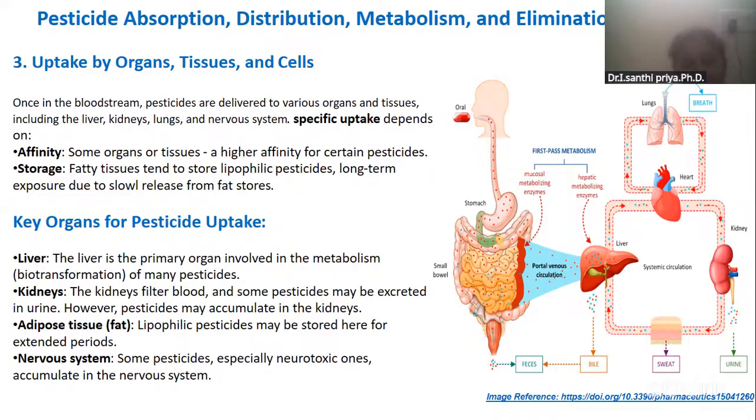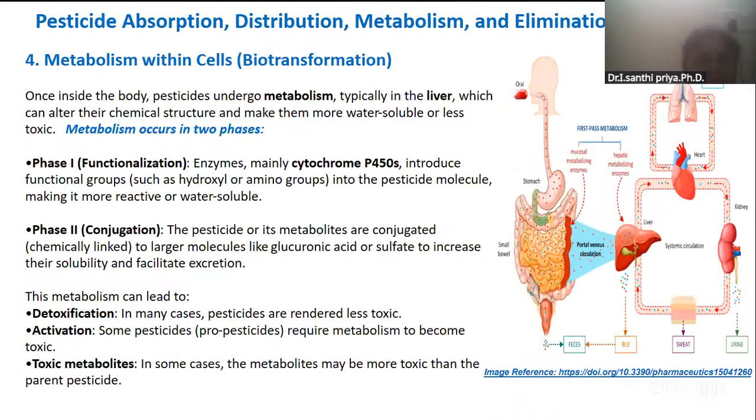And adipose tissues. Lipophilic pesticides, that is fat-soluble pesticides, may be stored here for extended periods of time. And the nervous system: some pesticides, especially neurotoxic ones, accumulate in the nervous system as well. Now, the metabolism within the cells.